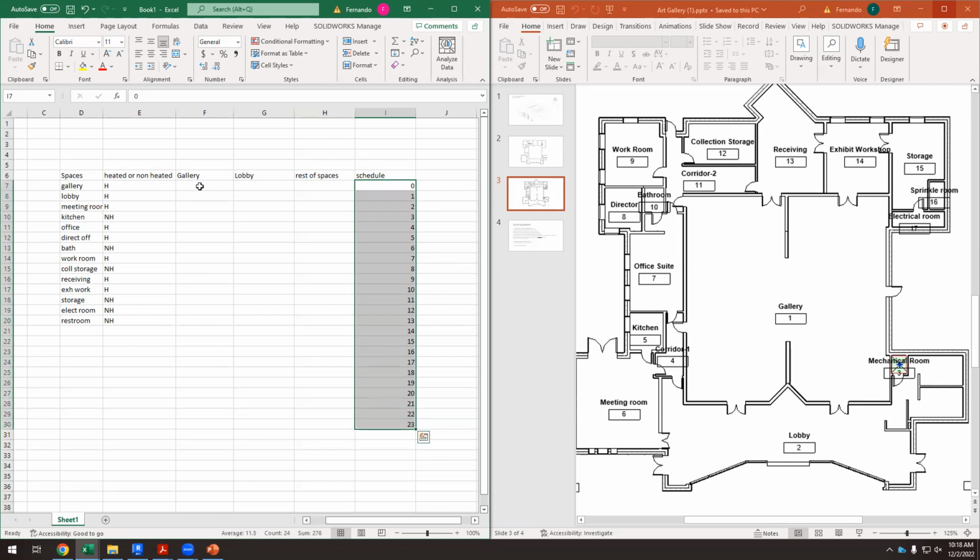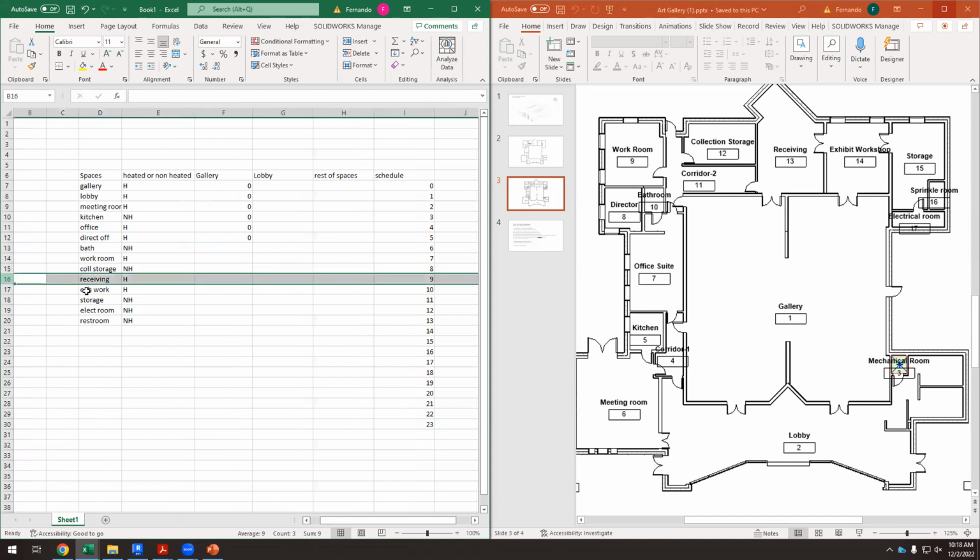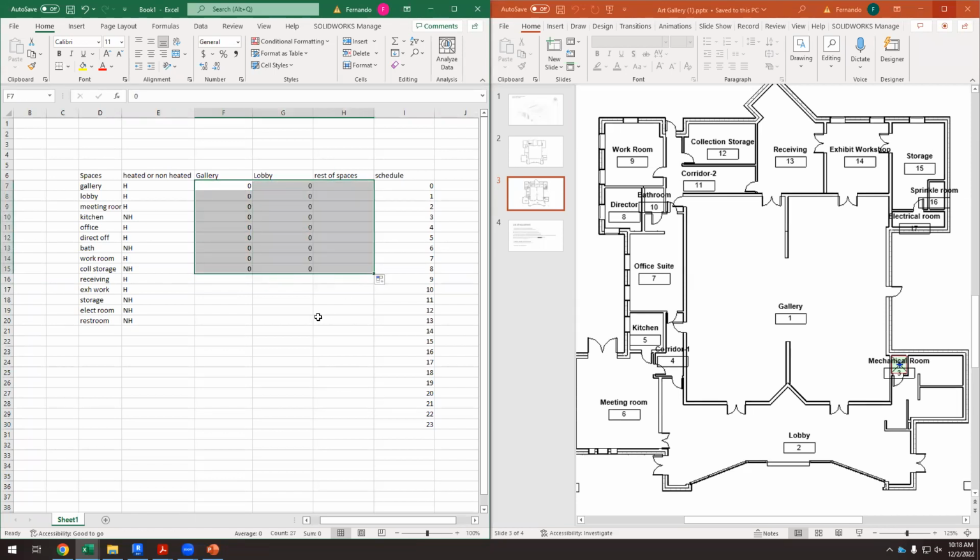And now we have to figure out how many people we have in the lobby, in the gallery, or in the rest of the spaces according to that schedule. Well, this is easy, because from midnight to what time does it open? I was there at 8 and it was locked. So let's assume that it opens at 9. So at 9 we have this. From midnight to 9 a.m. it's locked.